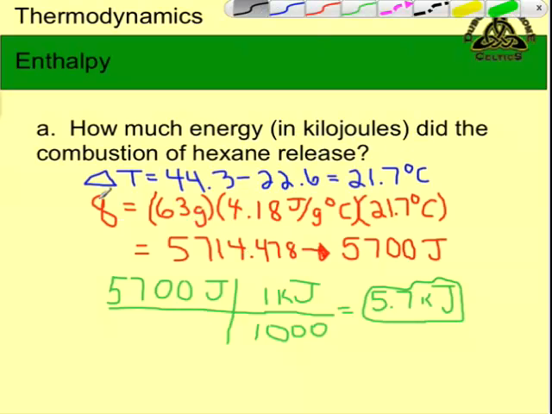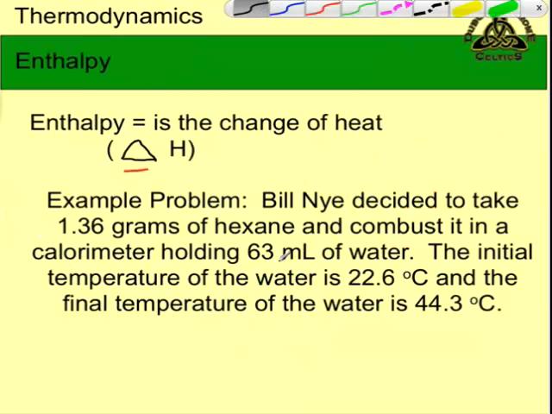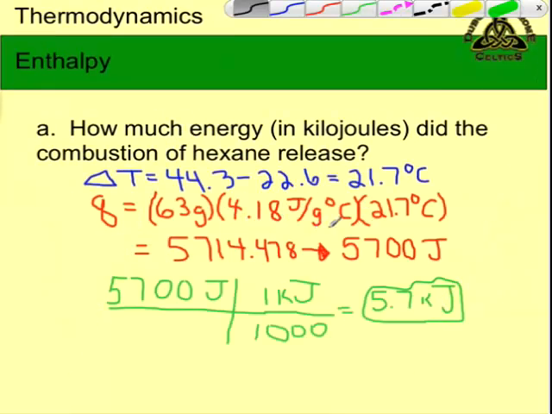This is pretty simple. We just use our normal equation here with Q. First, you figure out the change in temperature. So the original temperature was 22.6, then rose to 44.3. So subtract the two to get a temperature change of about 21.7 degrees Celsius. When we plug everything into our equation, this is 63 grams, which remember is based upon the milliliters of water, which we can change to grams based on the density, times the specific heat of water, times the change in temperature. Remember, again, we've done this before. These are the units that'll cancel here. So then you're left with just joules.